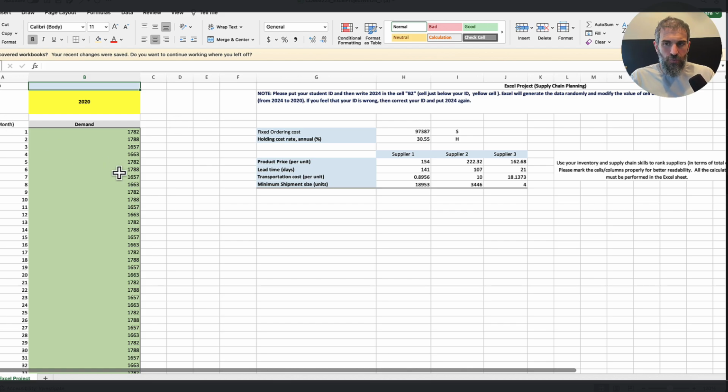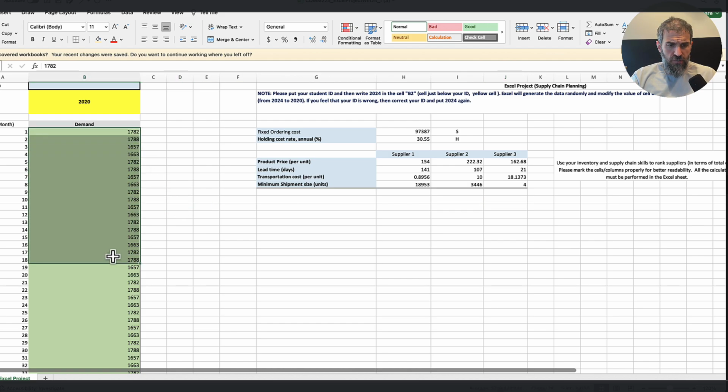Okay, so I haven't really looked at this yet. I'm gonna be looking at it for the first time with you, but it looks to me like we've got some inventory management. We got some ordering costs, holding costs, and then I see some transportation costs. So to me, this looks like a combo of inventory management with transportation planning.